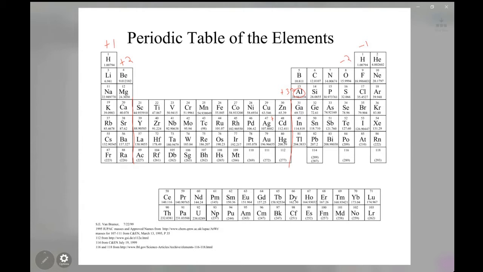And you can find these charges anywhere. This is not special knowledge that I have. You can find this in other places as well. Your book should have this as well.